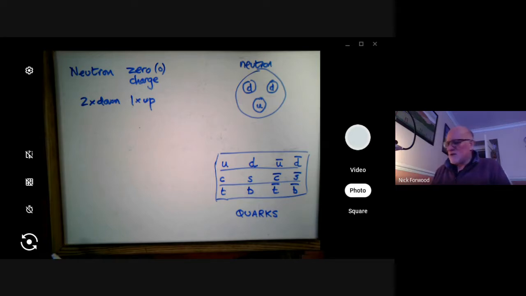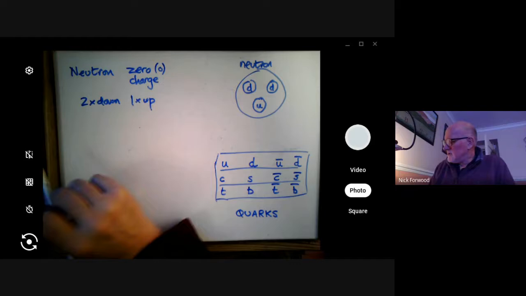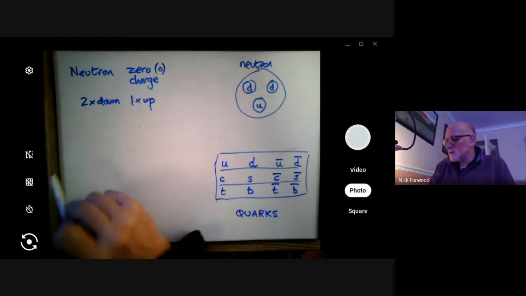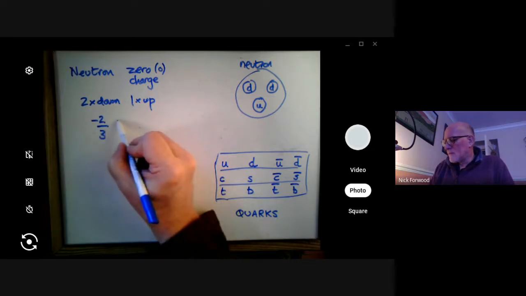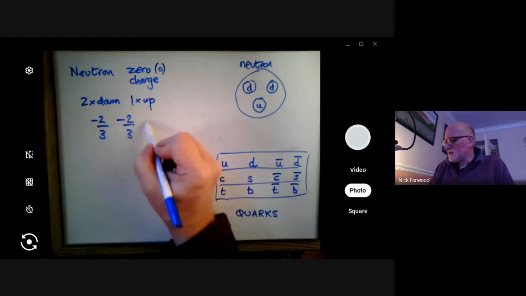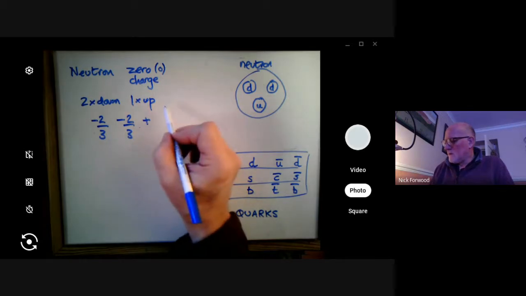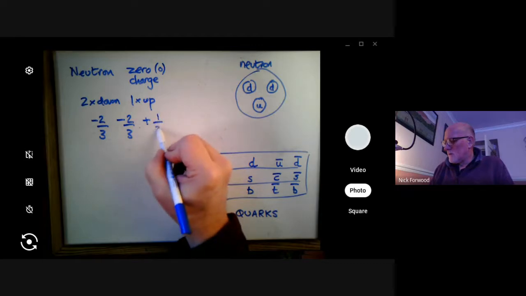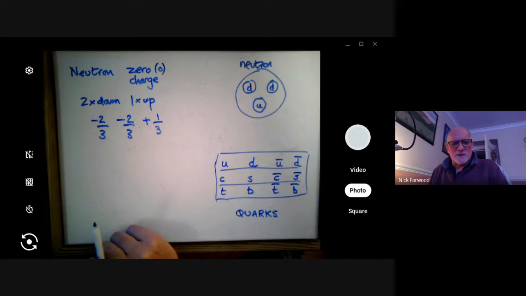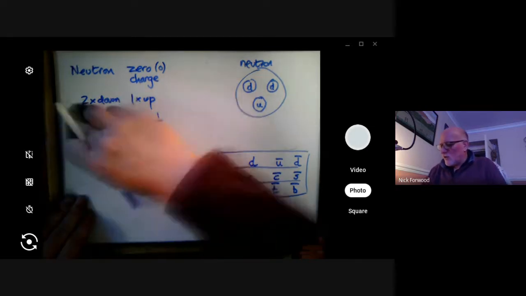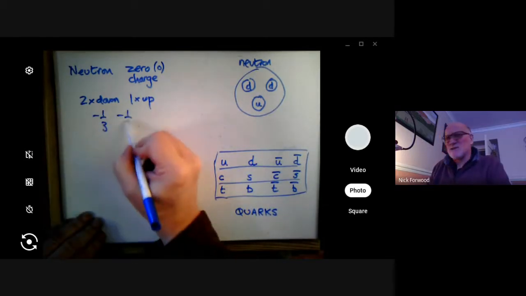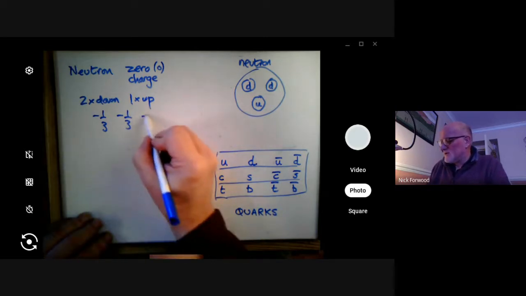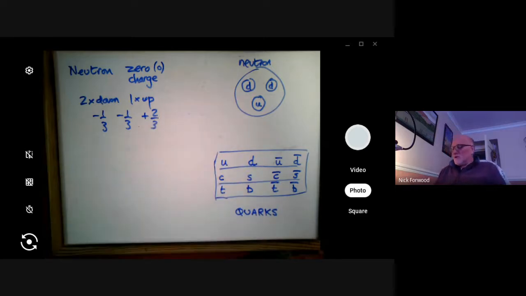Now, you'll remember that a down quark has a charge of negative 2/3. So I've got 2 of them, and then I'm going to add an up. Like that. No, that's not right. That's completely wrong. My down quark has got minus 1/3, and there's 2 of them. That's why I was hesitating. I thought that's not right. And my up quark is plus 2/3. I'm sorry about that. Hope you didn't write that down in ink.